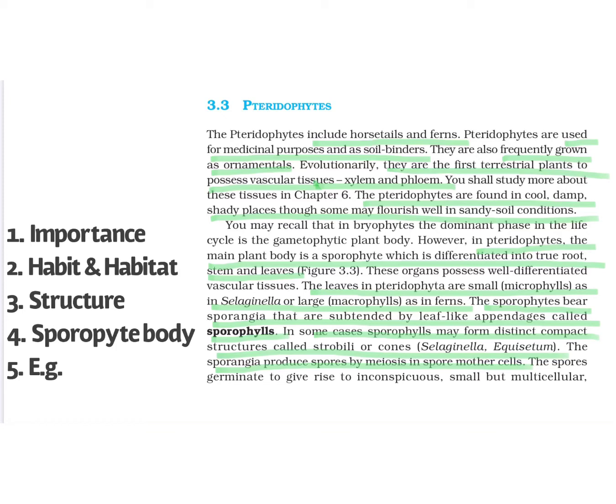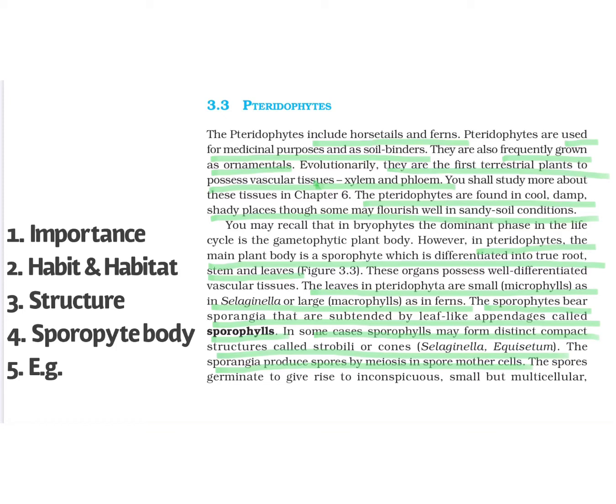You are familiar with these two terms, xylem and phloem. Main function of xylem is to conduct water and minerals, and main function of phloem is to conduct organic food from one part of the plant to another. So they bear for the first time true xylem and true phloem. So this is one of the main features of Pteridophytes. We can identify the Pteridophytes like this by observing true xylem and phloem.